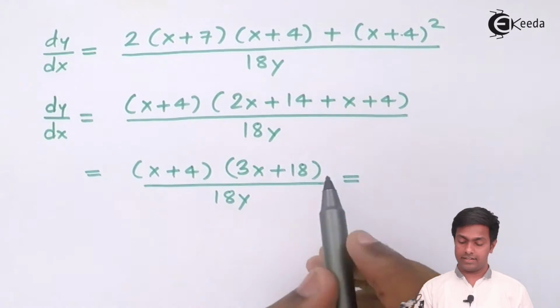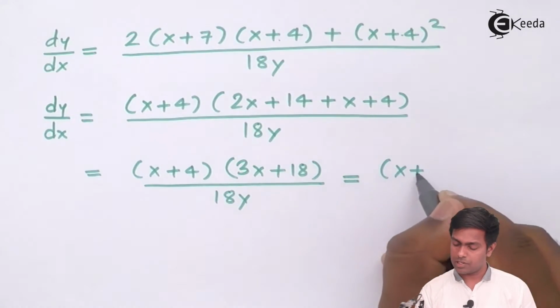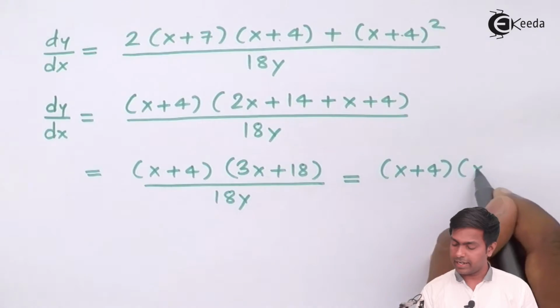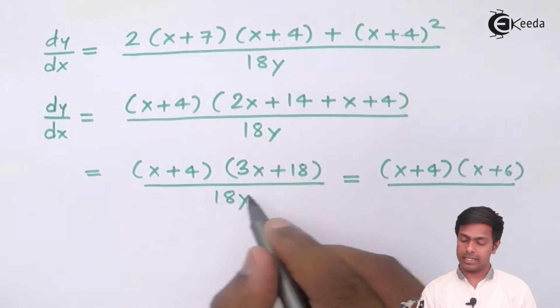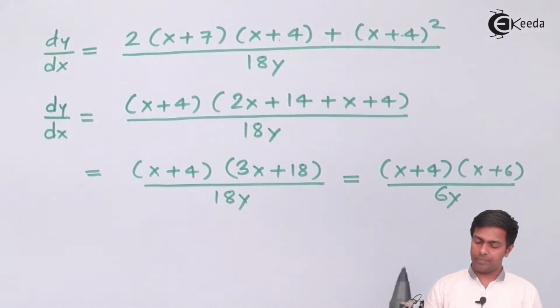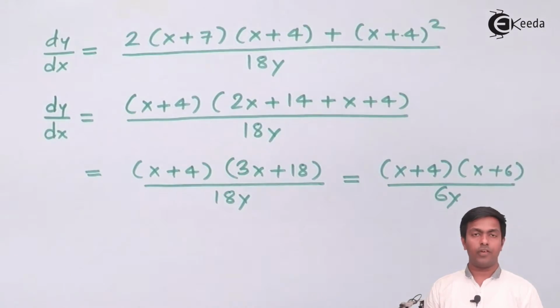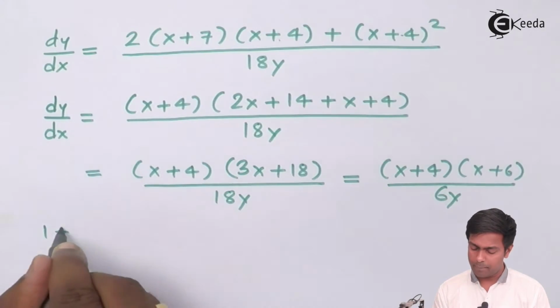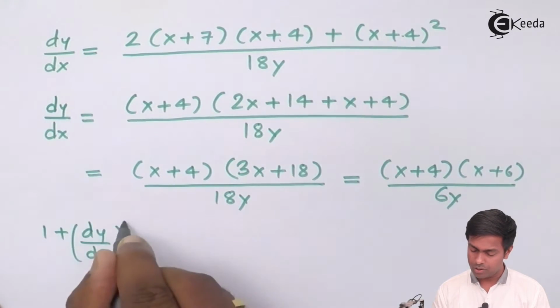Now I can take 3 common, which will cancel with this 18, so we'll get x plus 4, and here we will get x plus 6 upon 3 6 are 18, so 6y. So guys, here we got this value of dy by dx. Now we'll square it. So for that I'll say 1 plus dy by dx the whole square equal to.